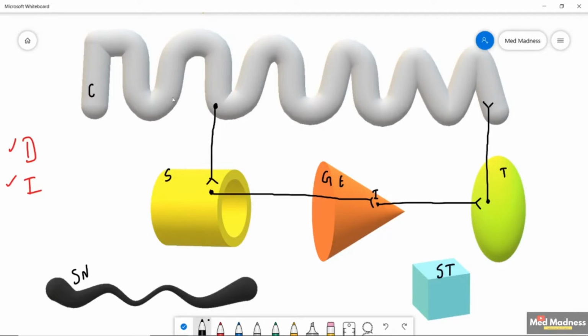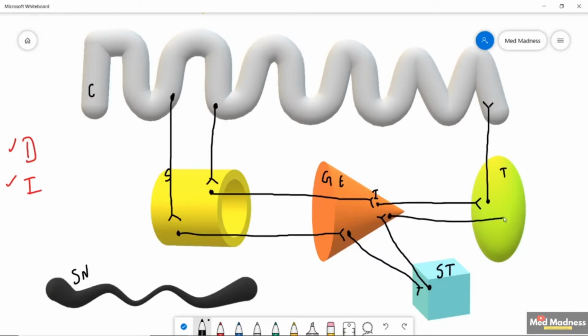So the indirect pathway: from the cortex to the striatum, from the striatum to the globus pallidus externus, from the externus to the subthalamic nucleus. Note that, from the subthalamic nucleus to the globus pallidus internus, and from the internus to the thalamus, from the thalamus again back to the cortex.